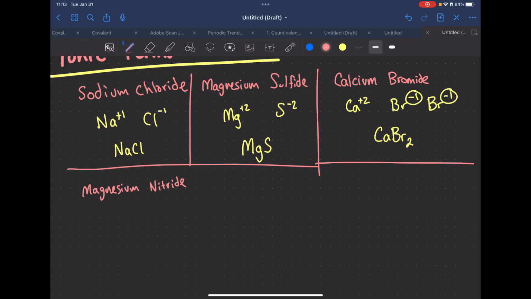N. N is nitrogen. Nitride is nitrogen. Yeah, see, this one's a little bit trickier, huh? Nitrogen's 2. Mg plus 2 and minus 2. Right? Nitrogen has a -3 charge.